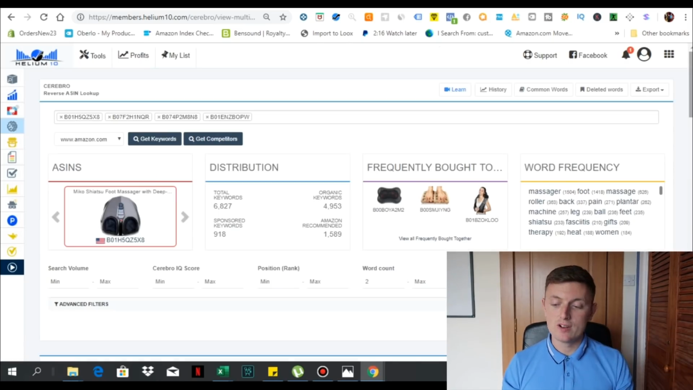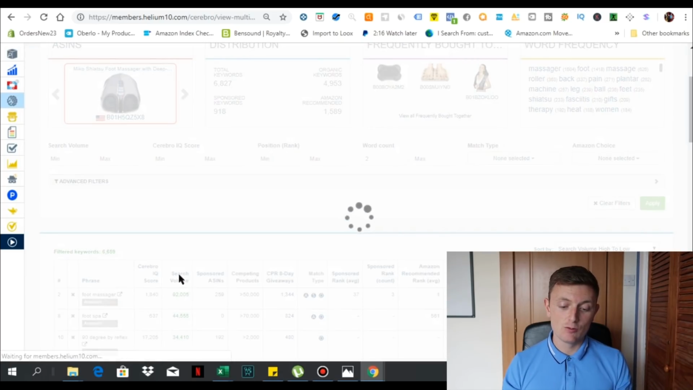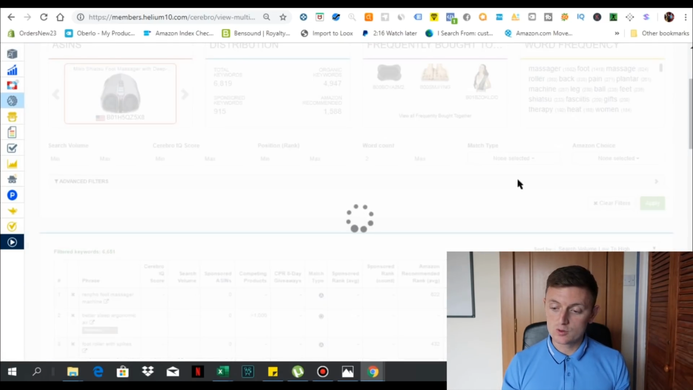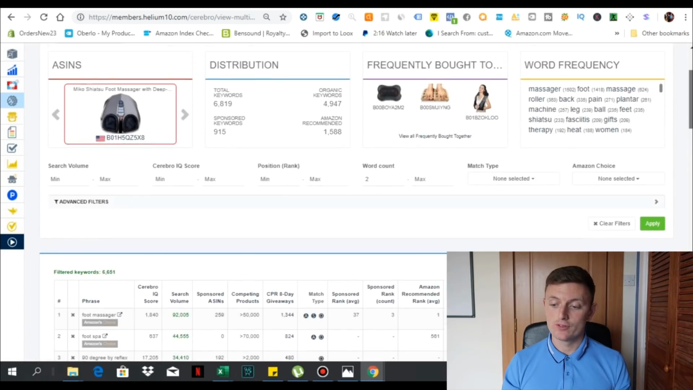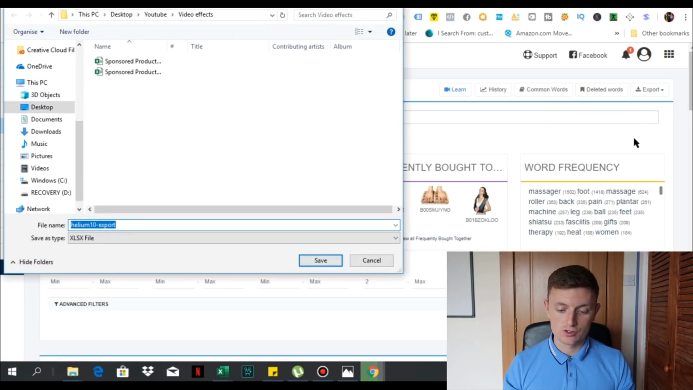Now we're going to sort by search volume. This is going to give us the highest number of searches for each keyword. Once we do that, we're going to export that to a CSV, and then we're going to X the irrelevant keywords, and we're going to change those keywords into Spanish words.